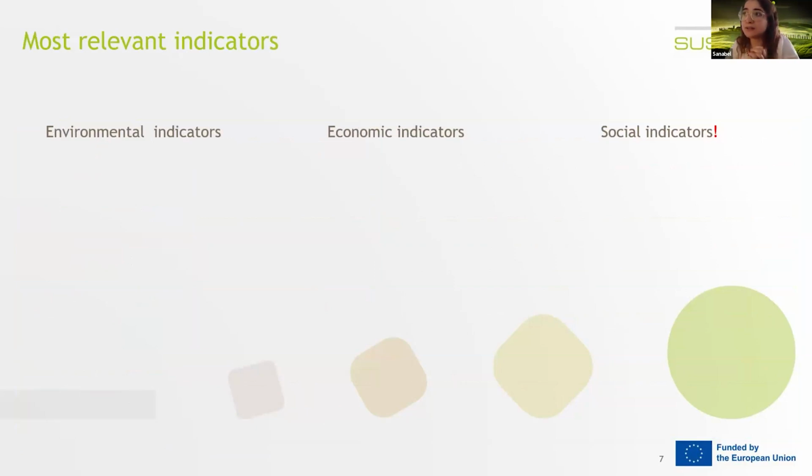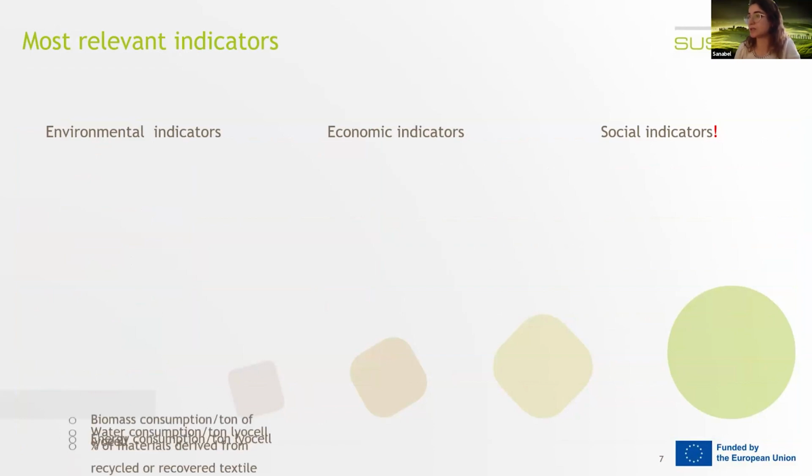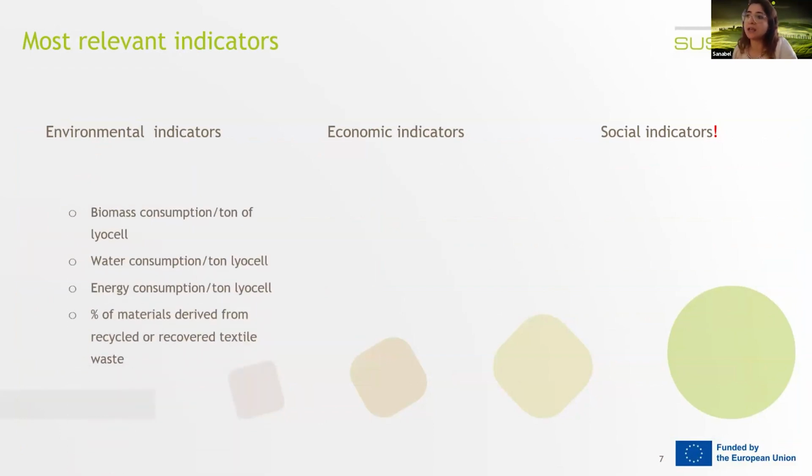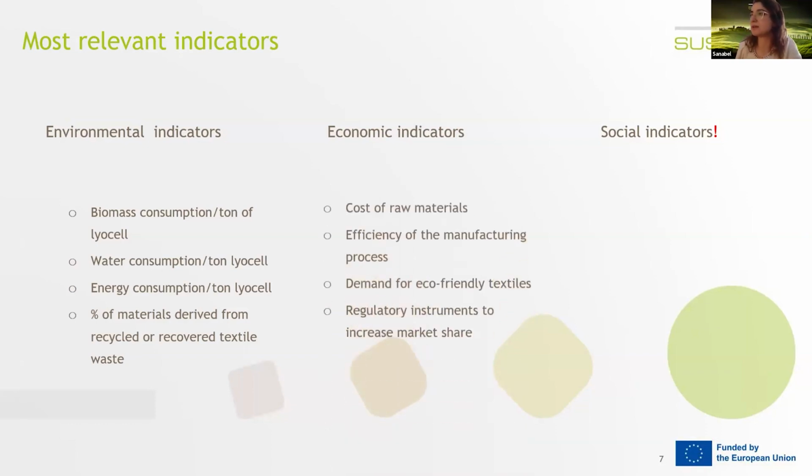For the indicators related to lyocell, we have the environmental, economic, and social indicators. For environmental indicators, we can see the biomass, water, and energy consumption per ton, for example. You can see the economic indicators and social indicators. However, the economic indicators, and especially the social indicators, are still a research gap.